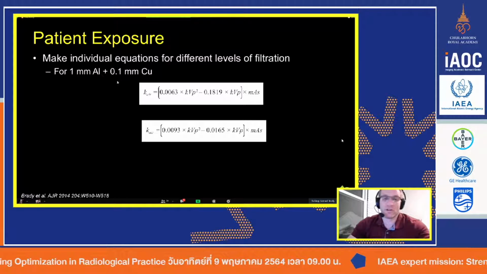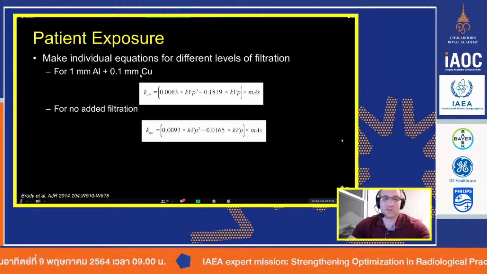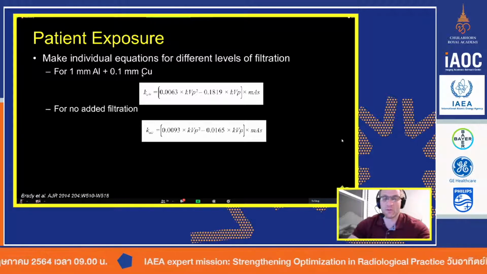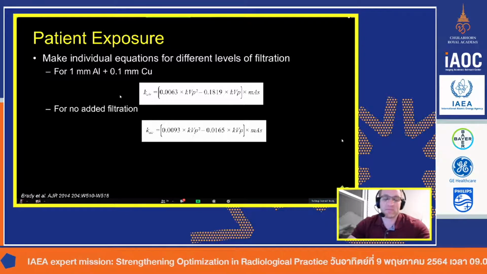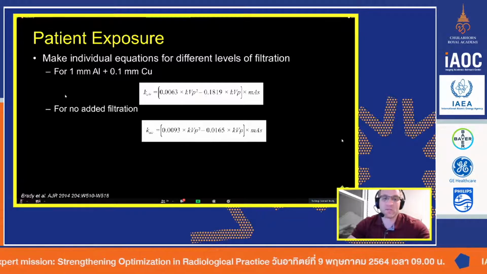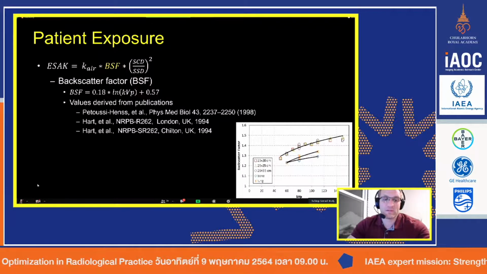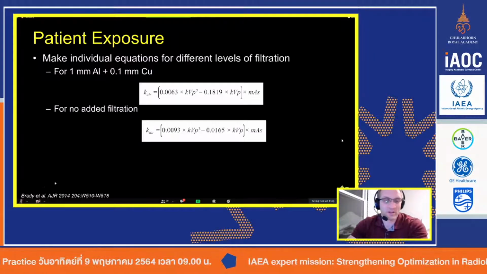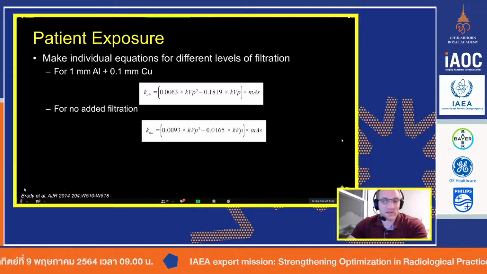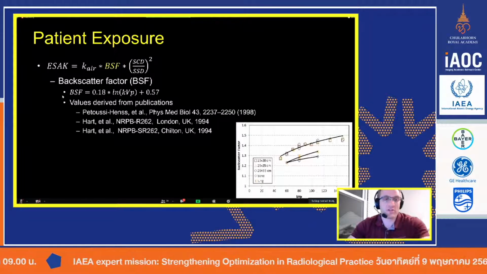So, oops, here we go. Here are the equations that I built, based on a filter combination of 1 millimeter aluminum plus 0.1 millimeters of copper, and an equation for the option of no filter. Oh, there it is. Okay, stop. My thing went crazy. There it is right there. That's the publication if you want to look it up. It's in the American Journal of Roentgenology, AJR.